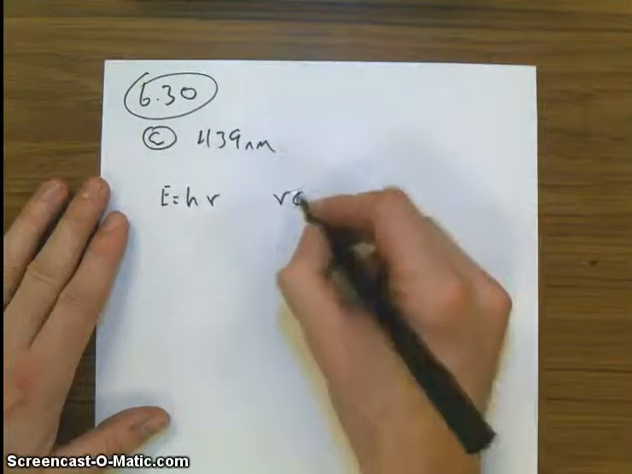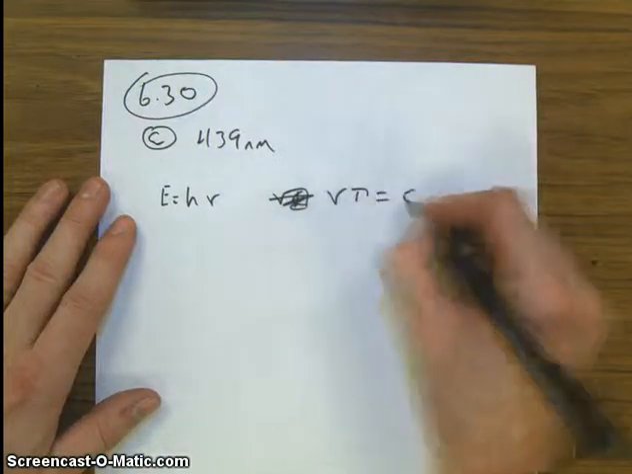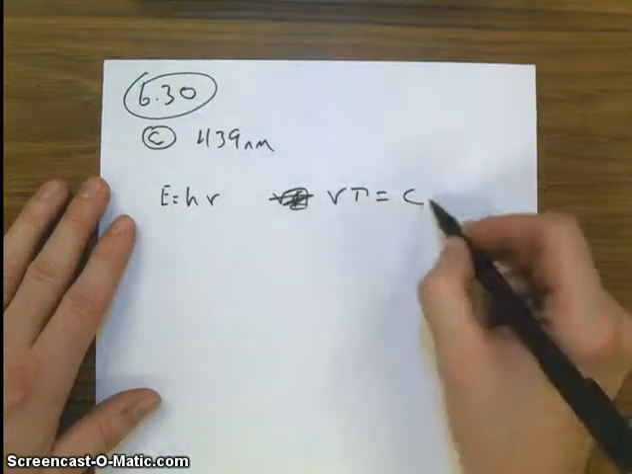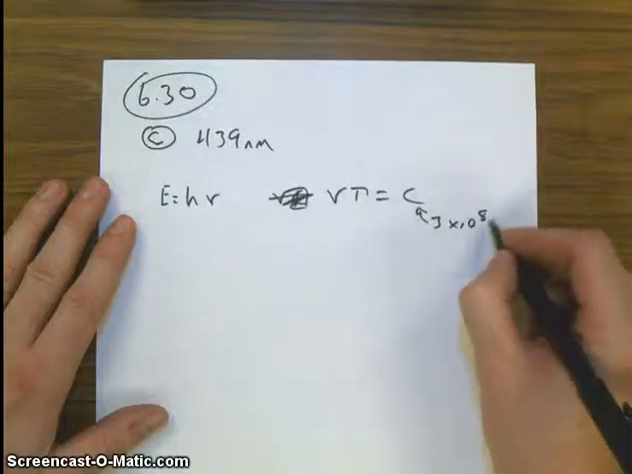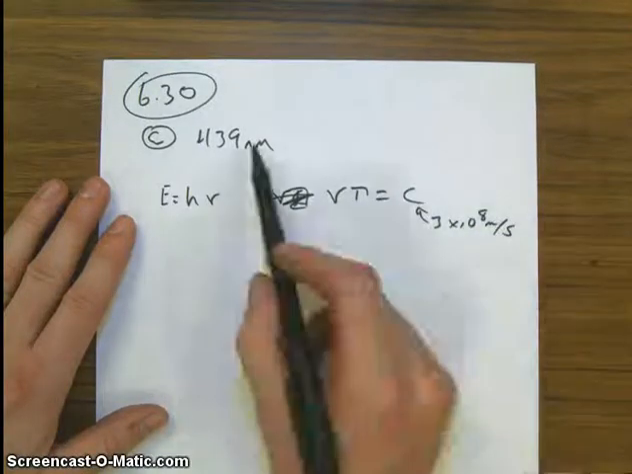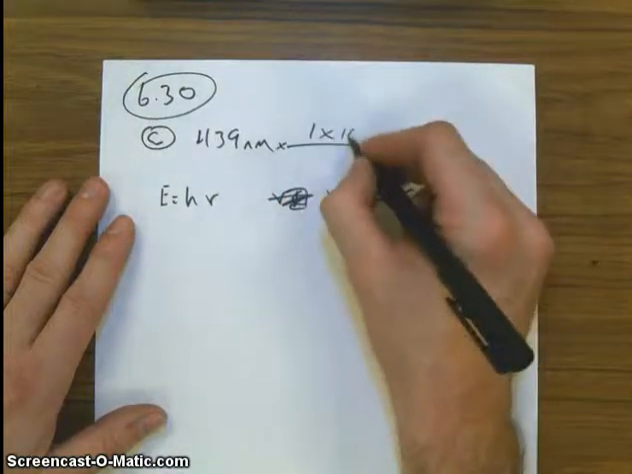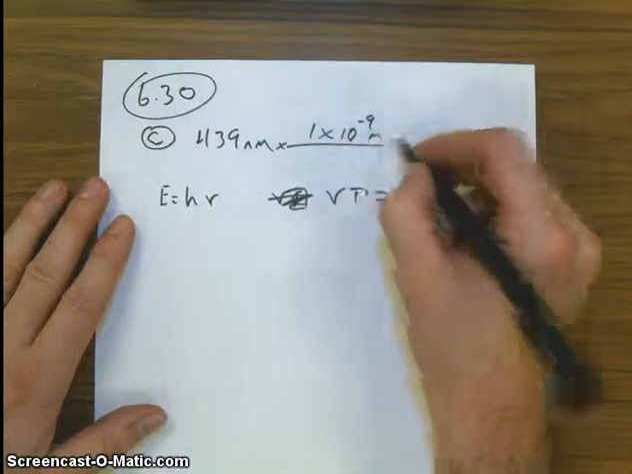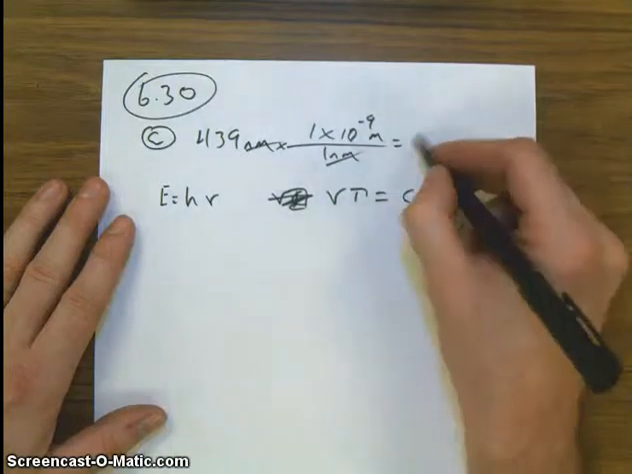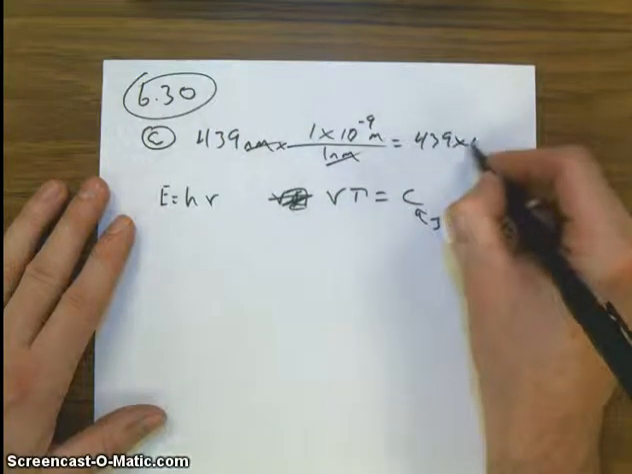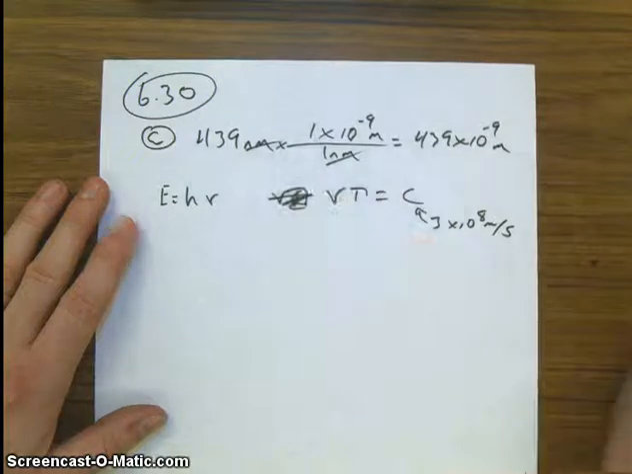Let me write it. Frequency times wavelength equals the speed of light. But don't forget the speed of light is always 3 times 10 to the 8th meters per second. So because of that, this has to be changed into meters. So let me change it into meters. 1 times 10 to the negative 9th meters for every nanometer. Nanometers cancel out. So I end up with 439 times 10 to the negative 9th meters. Just 439 times 1, folks. You don't need to do this in your calculator.